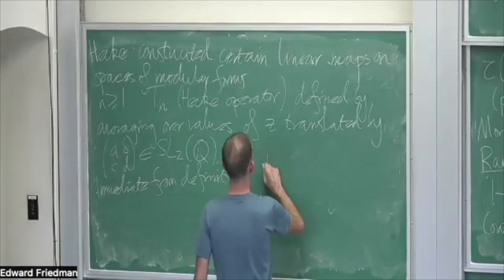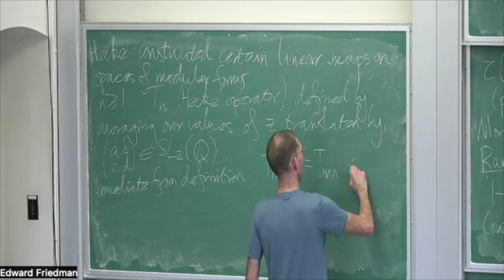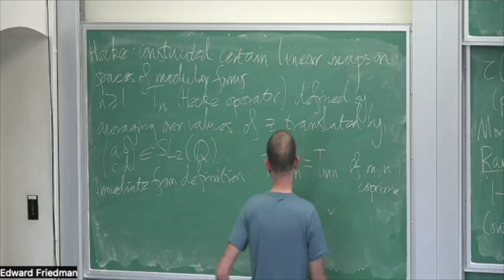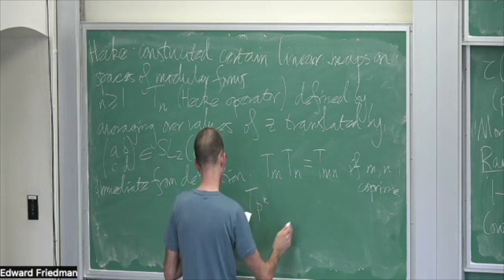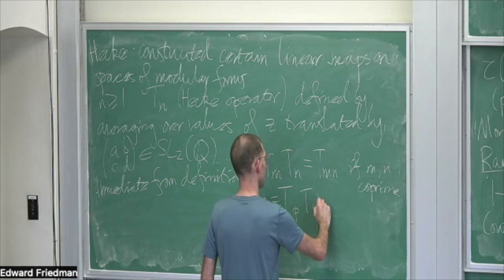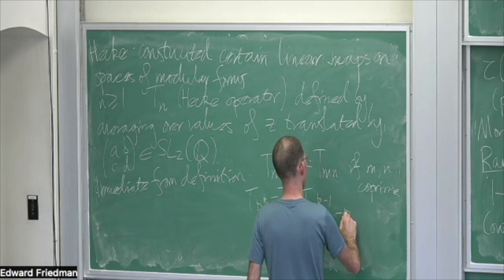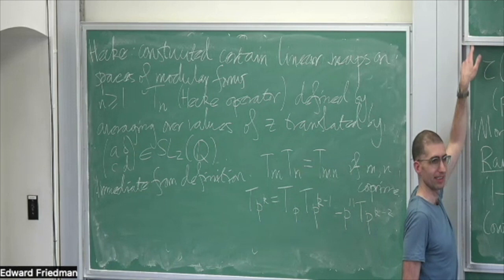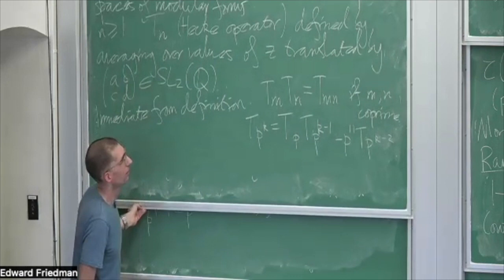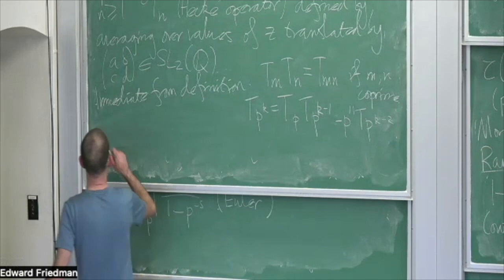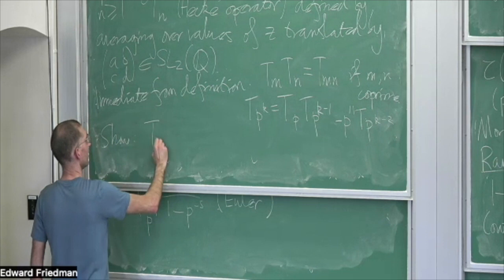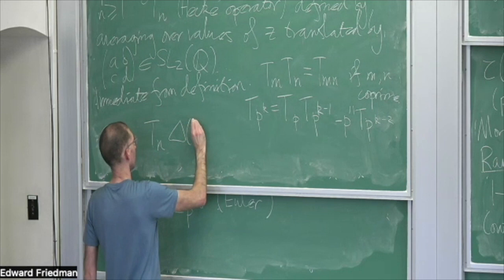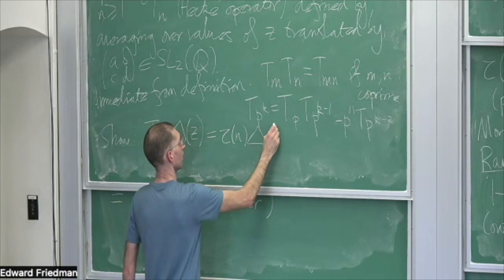That T_m T_n equals T_mn, for m and n coprime, and that T_p T_{p^k} is T_p T_{p^(k-1)} minus p^11 T_{p^(k-2)}, which conveniently I still have on the board with exactly these relations. And so in Hecke's language, Mordell's proof, all you have to show is the following: you just show that this delta function is an eigenvector for these operators with eigenvalues tau(n). If you can show this, then it's immediate from these relations.